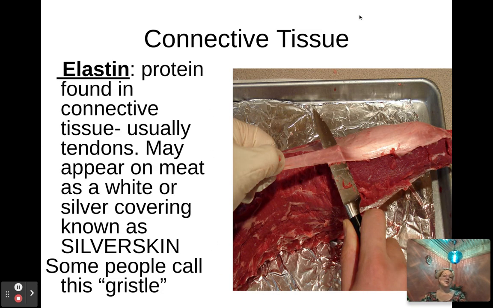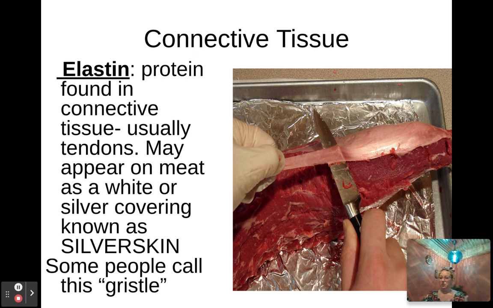The next connective tissue is called elastin. So elastin is a protein that's found in this connective tissue. Usually these are tendons. The tendons are what attach that muscle to the bone. Tendons are important so that when you want to move, you can flex those tendons, and that's going to cause those muscles to contract. They may appear as a white or kind of silver coloring, and that is why they are commonly referred to as silver skin.